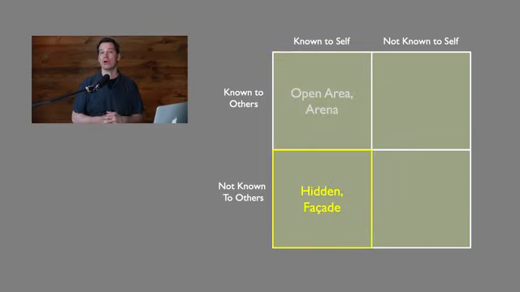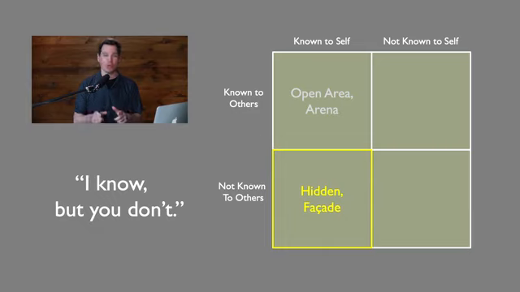The second window is called the hidden area. This is sometimes called the facade window or the masked window. The phrase that describes this window is, I know, but you don't. We're keeping information here private or under wraps, like your fears or other issues. Maybe you have something from your past that you'd rather not talk about. It could be that you're not sharing personal information like your hopes or dreams. Maybe what you really want to do, for example, is be an artist, but you keep that information to yourself. You keep it hidden because you don't want to be criticized.